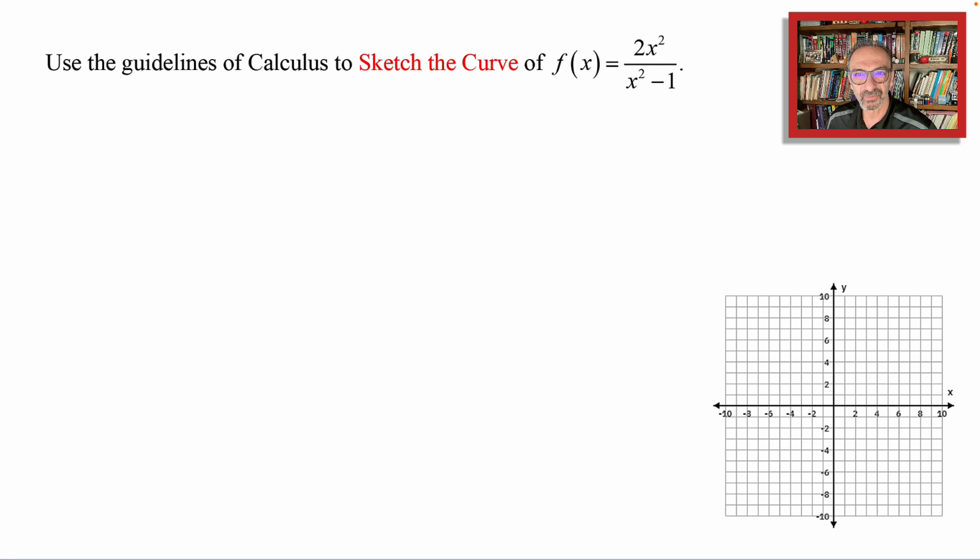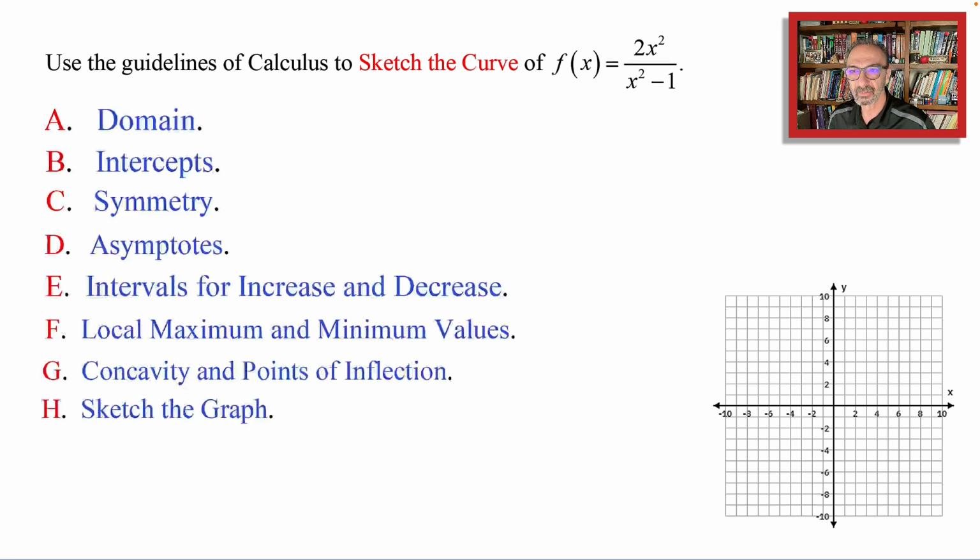Use the guidelines of calculus to sketch the curve of f of x equals x squared over x squared minus 1. We're going to go over the domain, the intercepts, symmetry, asymptotes, intervals of increase and decrease, local maximum and minimum values, concavity and points of inflection, and we're going to sketch the curve at the end.